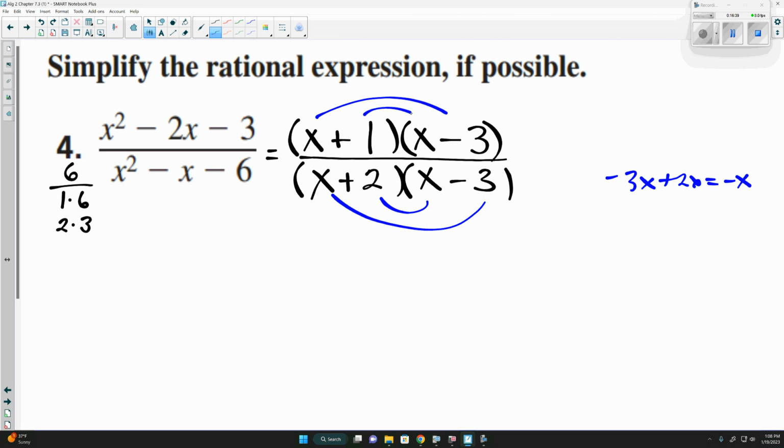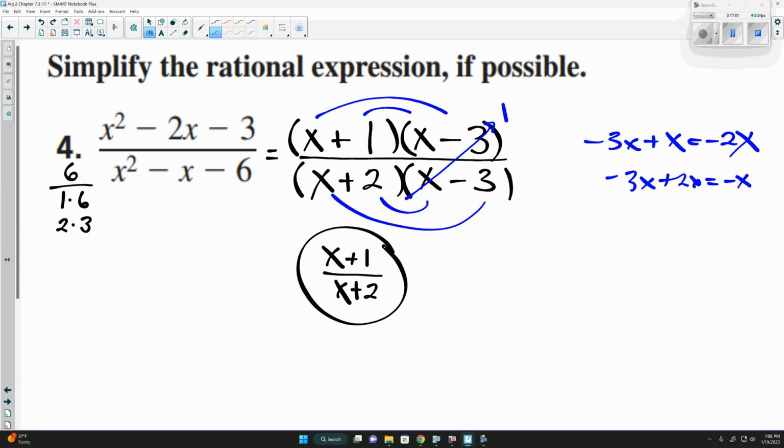Now we can multiply and check. X times negative 3 is negative 3x. Plus 1 times x is plus x. So we get a negative 2x. Is that what we wanted? And since we have that, these will simplify to 1, leaving us with x plus 1 over x plus 2 as the answer. And that is, again, something that we're tempted to do because we've, for so long, just said canceled out, it cancels out, it divides out. It really simplifies to 1.